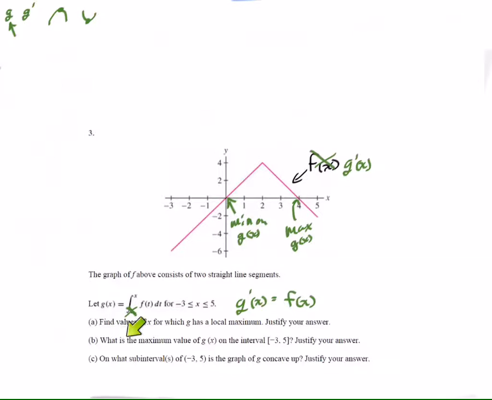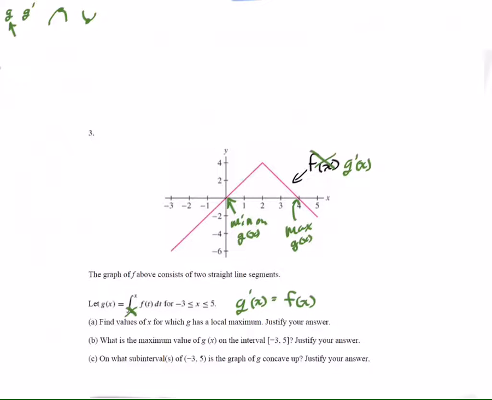B, it says, what is the maximum value of g? Whenever it says just maximum value, it's talking about the absolute maximum. Whenever it says just max, you have to assume it's talking about the absolute. What is the absolute maximum value of g on this interval? Now, forget integrals right now. Let's go back to derivatives, all the way back to 3 months ago.